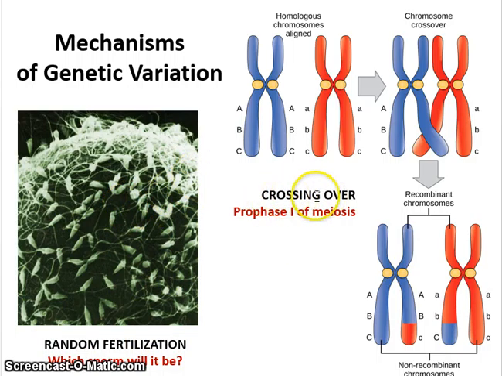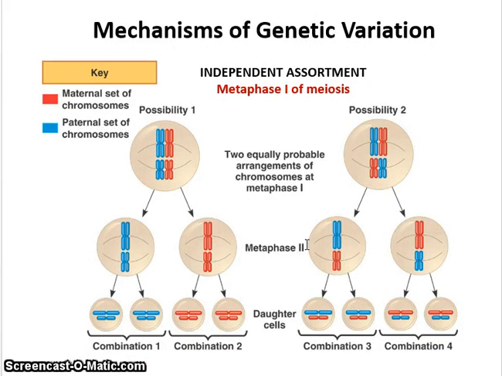And then crossing over, this again happens with the prophase 1 of meiosis, and it's the idea of the homologous chromosomes. They're aligned, they cross over, and then they separate, so that this one's just showing you the blue one comes away with a little part of the red, and the red one comes away with a little part of the blue. Very important process if you're ever asked about genetic variation. Crossover is an excellent answer.